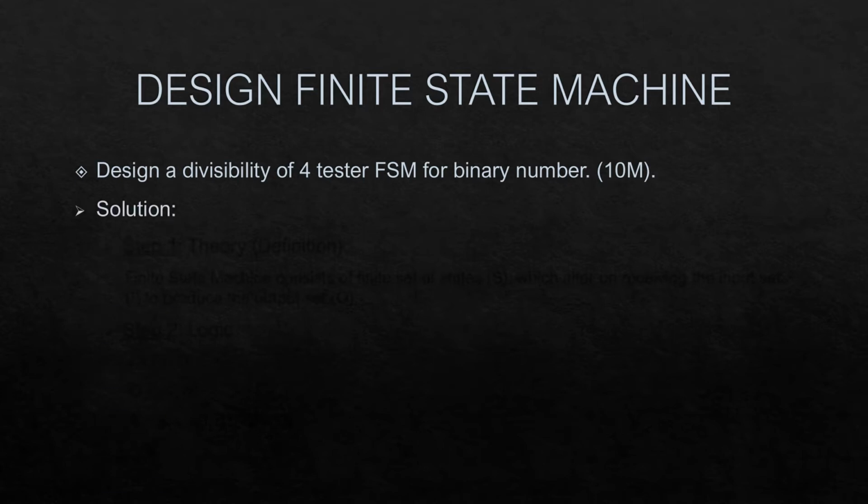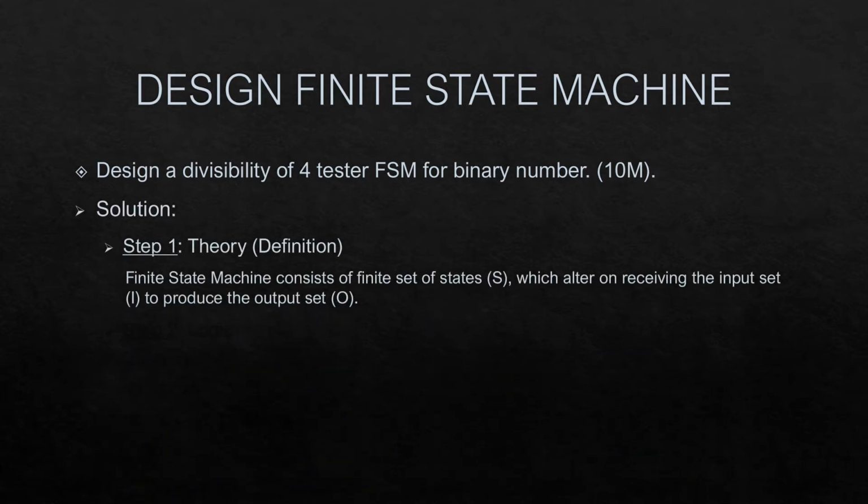In the solution, step 1 is theory, that is, the definition of FSM. A finite state machine consists of a finite set of states S which alter on receiving the input set I to produce the output set O. Step 2 is logic, in which we define S, I and O respectively. Since we are testing a binary number, the input will only consist of 0 and 1. Our output will still remain Y and N, that is yes and no.